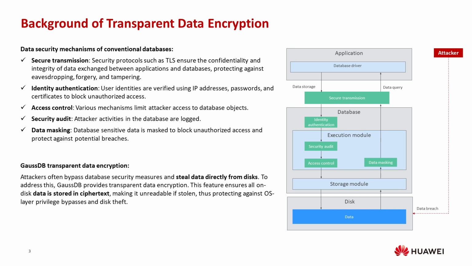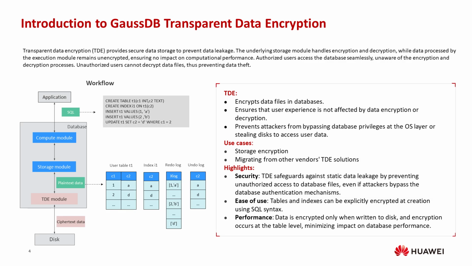This is where transparent data encryption comes in. GaussDB provides transparent data encryption to address such problems. All data is written to disk in ciphertext. Even if an attacker gains OS-level access to the files, the content remains unreadable, blocking any attempt to sidestep database privileges or steal data directly from disks. Transparent data encryption delivers secure storage protection while maintaining database performance.